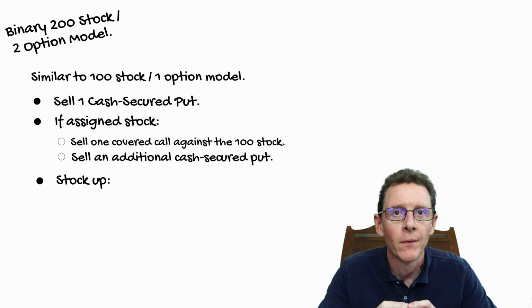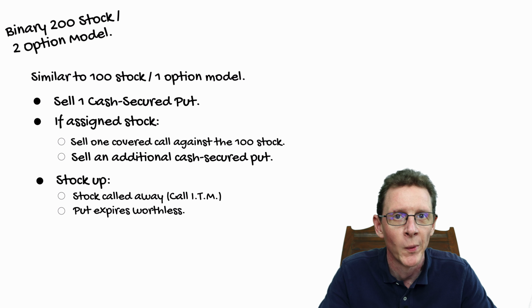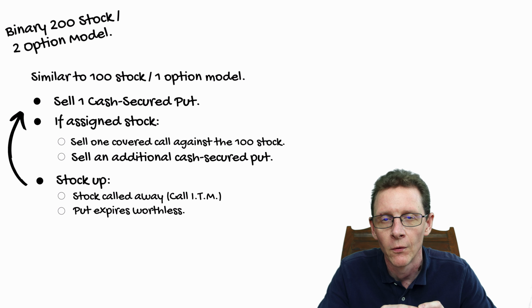If the stock goes up, the call is in the money and the stock is called away. Our put option expires worthless though, and we collect an additional premium. We begin the cycle again by writing a cash secured put.